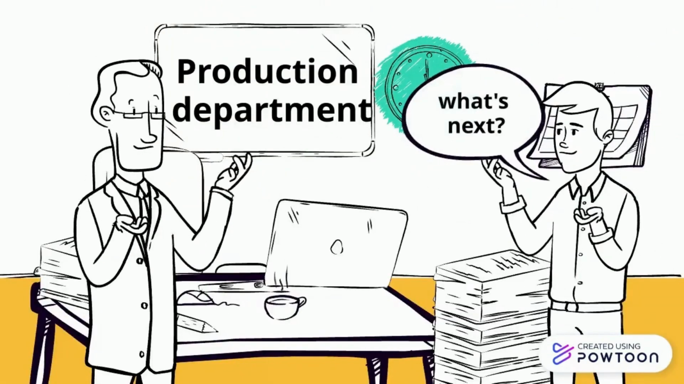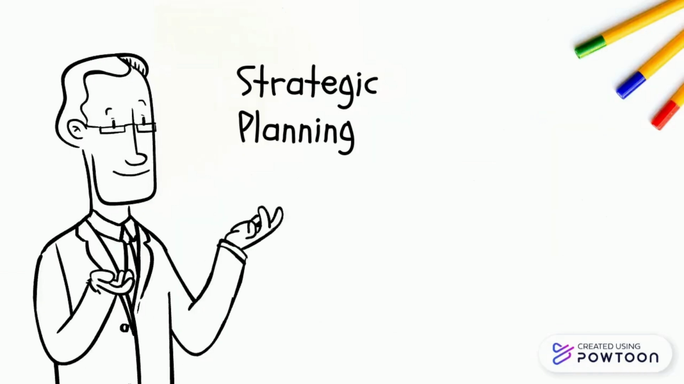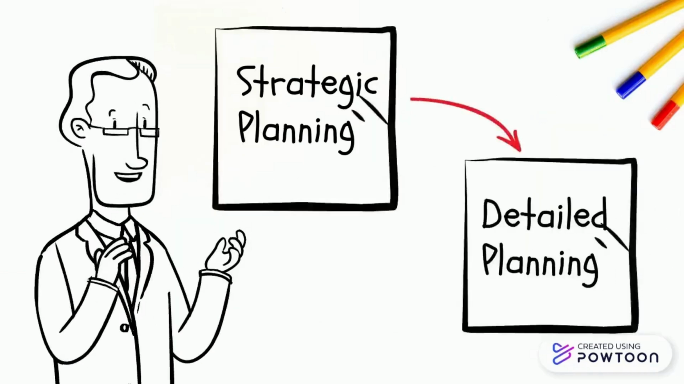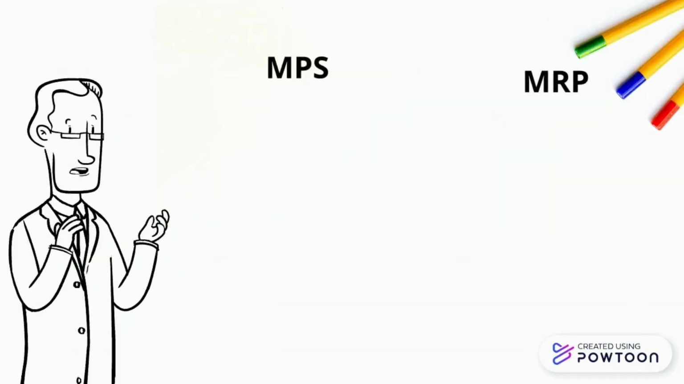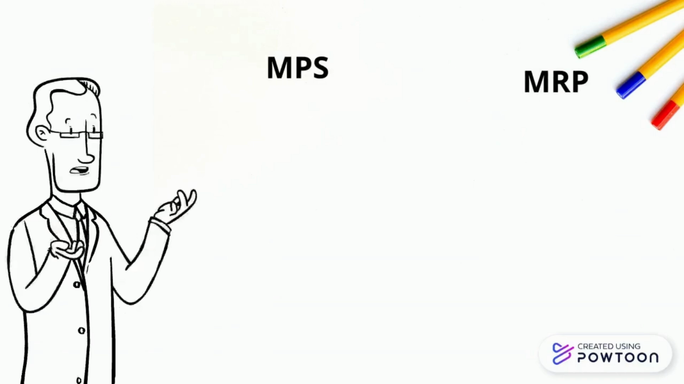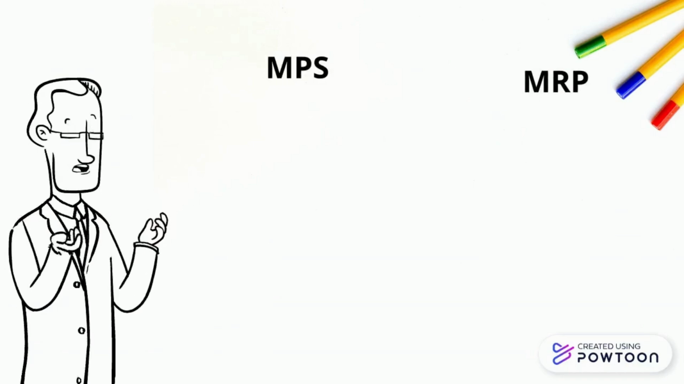So, what's after strategic planning? After strategic planning, it will be detailed planning. In detailed planning, it is separated into two parts: master production scheduling, MPS, and material requirement planning, MRP.